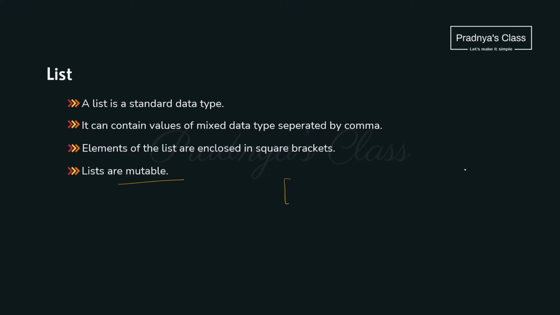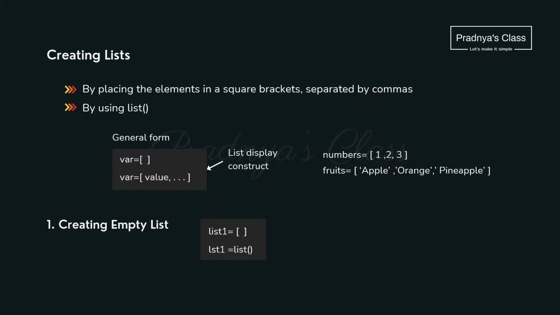Elements of the list are enclosed in square brackets. It contains mixed data which are separated by commas. Alright, let's take a small tour of list. With the hope that you know how to create the list, we are starting our tour. You can directly assign the elements of the list or you can use the list constructor to create a list from another sequence. Empty square brackets means it's an empty list.